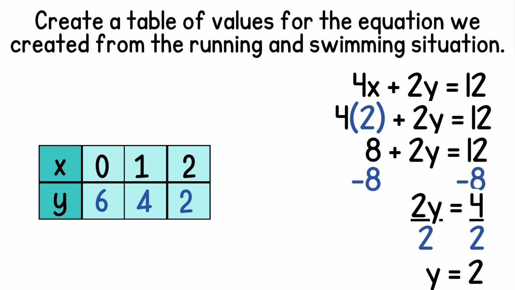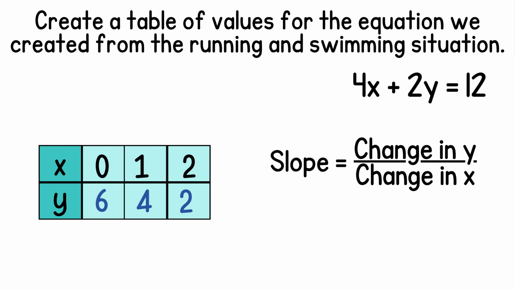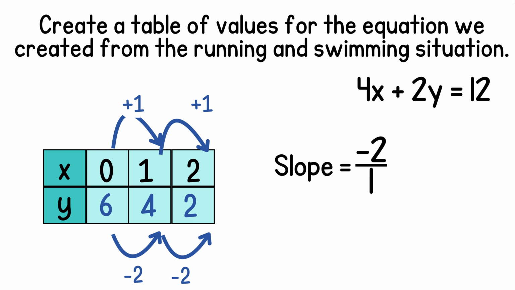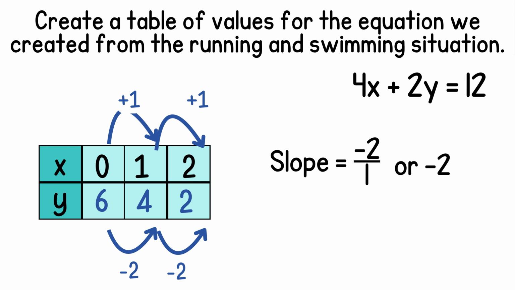So let's talk about the slope. The slope is the change in y over the change in x. So we need to see how our y values change compared to our x values. Our x values are increasing by 1 each step. Our y values are decreasing by 2 each step. So -2 will go on top to represent our change in y, and +1 will go on the bottom to represent our change in x. -2 over 1 can be simplified to -2, so our equation has a slope of -2.